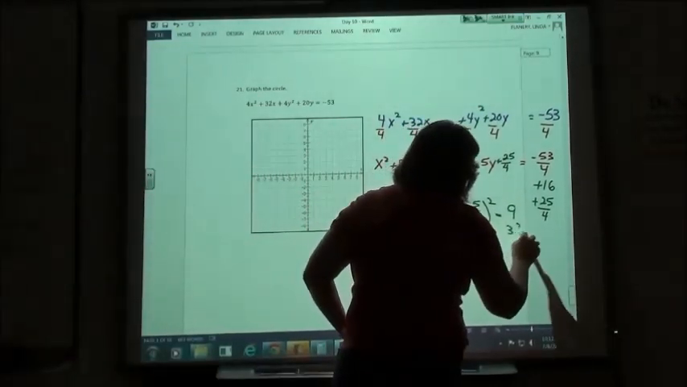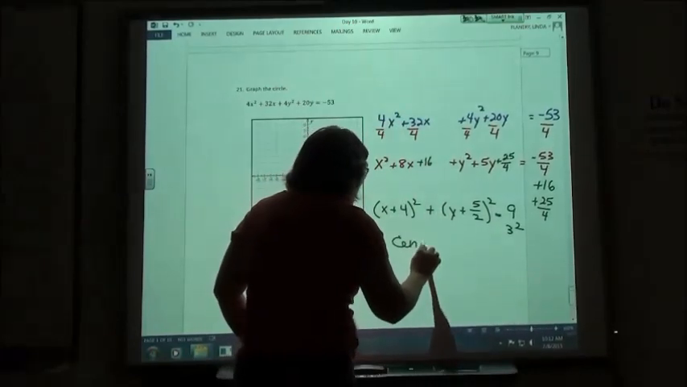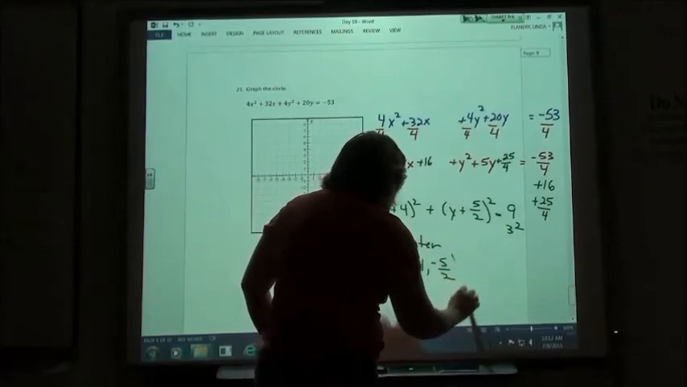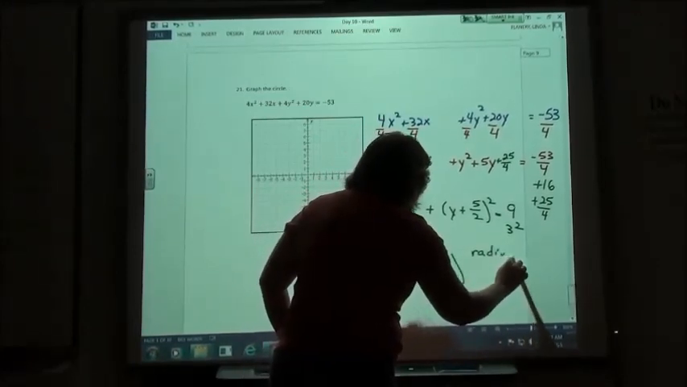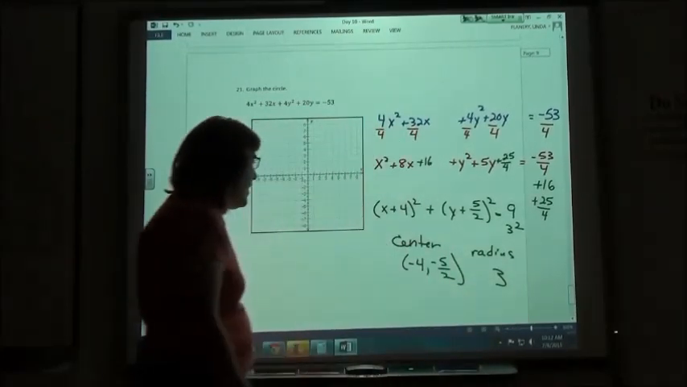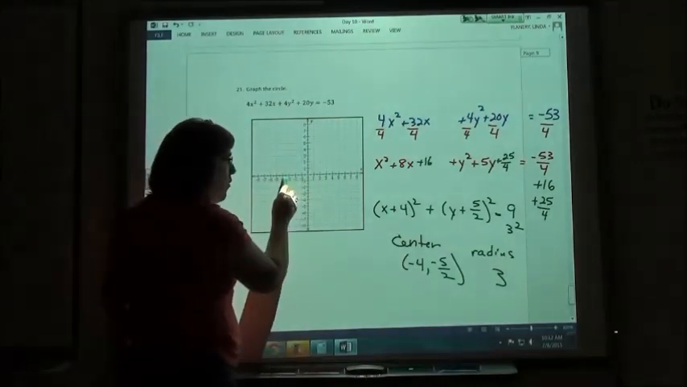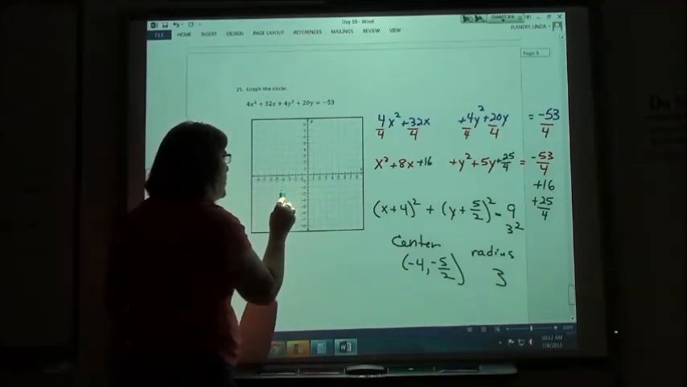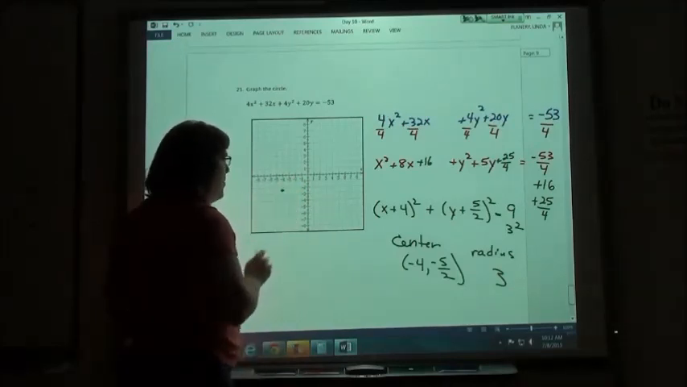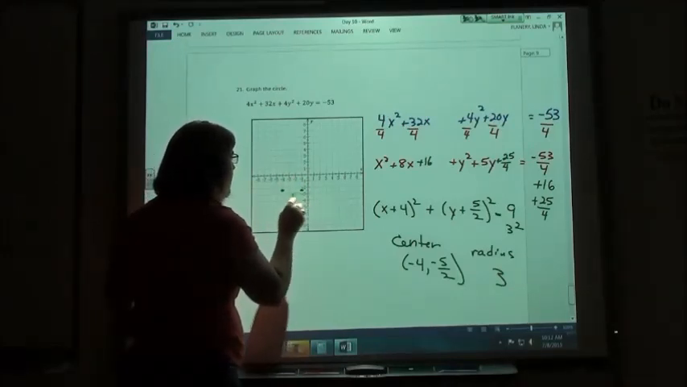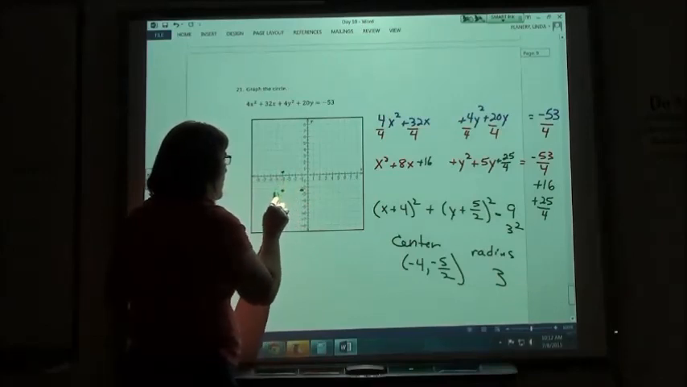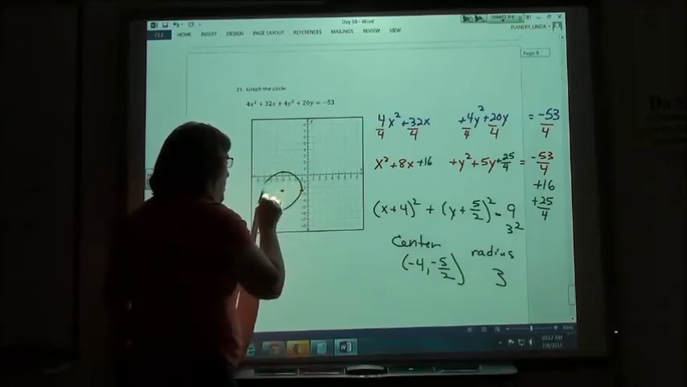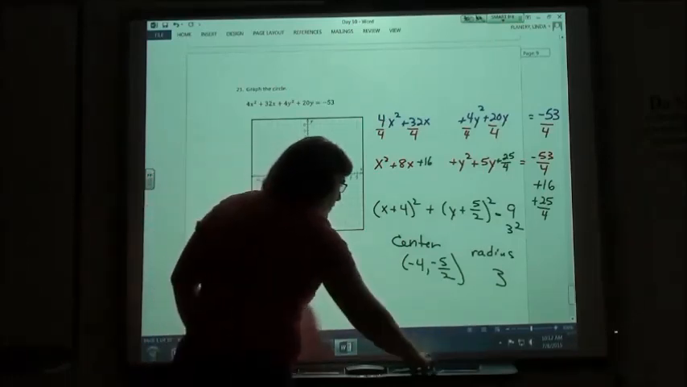9 or 3 squared. So my center is at negative 4, negative 5 halves. My radius, again, happens to be 3. So negative 4 and negative 5 halves, that would be negative 2 and a half. My radius is 3. 1, 2, 3. And so my circle looks something sort of like that.